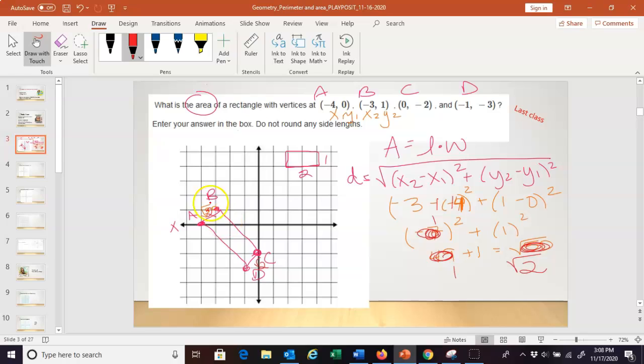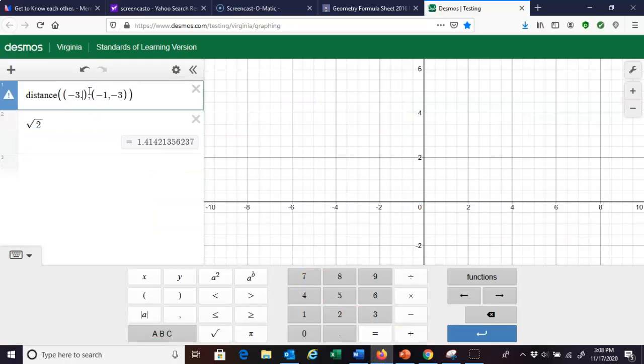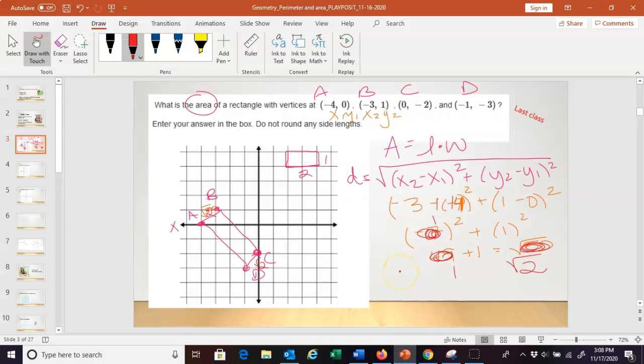So now let's find from B to C. So B is -3, 1. Go back to our calculator and it's here. There we go, 4.47. So now we need to find the area. So this is 4.47. The area of a rectangle is just length times width, right? So we're going to do 4.47 times square root of 2.